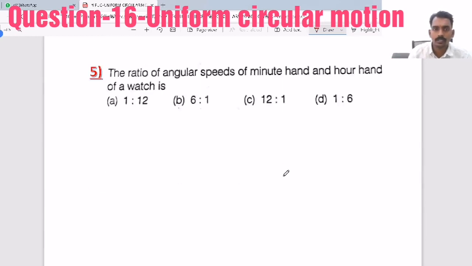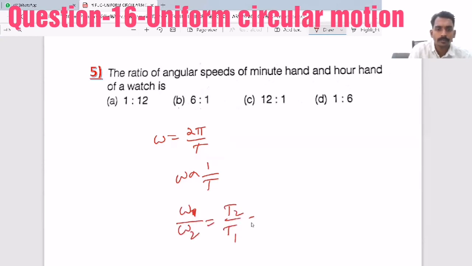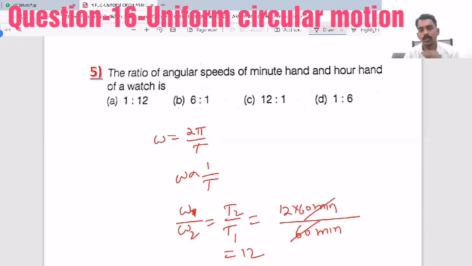Now one last and final question: the ratio of angular speed of the minute hand and hour hand of the watch. Angular speed equal to 2 pi by t, that means omega is inversely proportional to t. So omega 1 by omega 2 equal to t2 by t1. For the minute hand and hour hand, the hour hand is 12 into 60 minutes by t1, and the minute hand is 60 minutes. So 60 cancels, and the answer will come 12. So 12 is to 1.